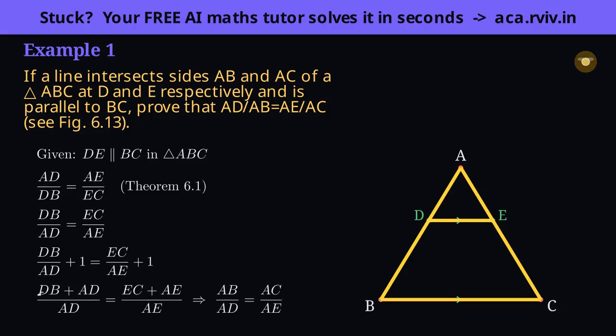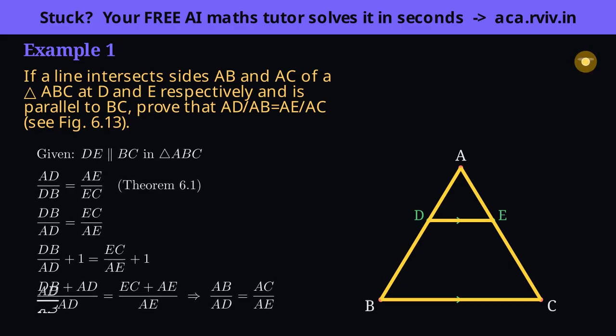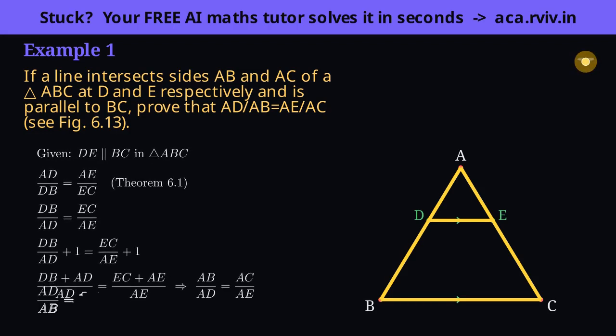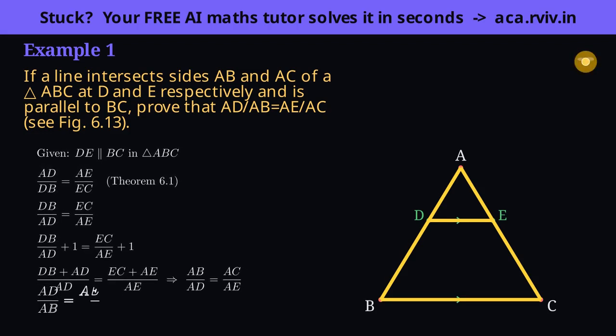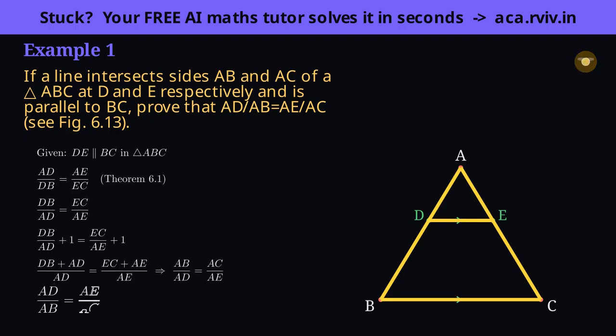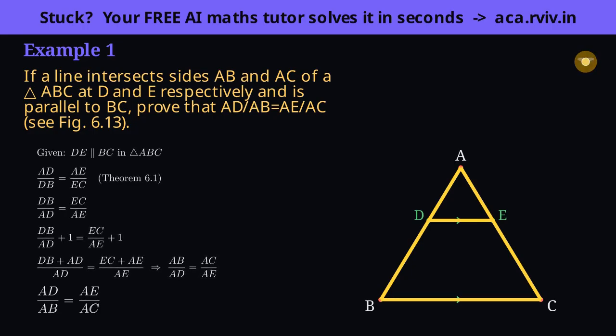Almost there. Right now the whole sides are on top and AD, AE are on the bottom, but the problem wants AD and AE on top. So one final flip turns both fractions over, and we land exactly on AD over AB equals AE over AC. That is precisely the statement we were asked to prove, so the proof is complete.